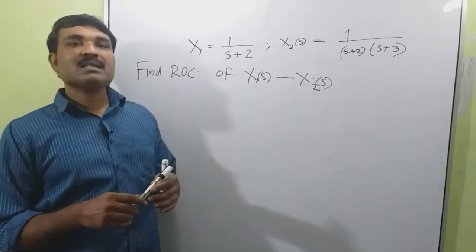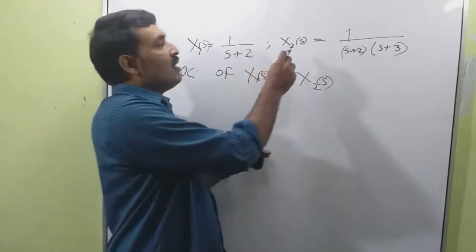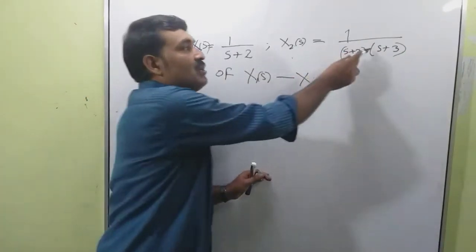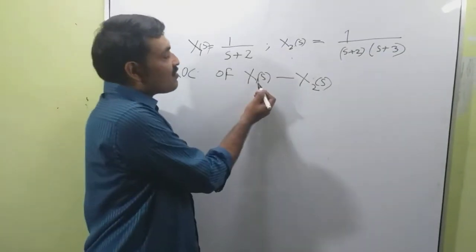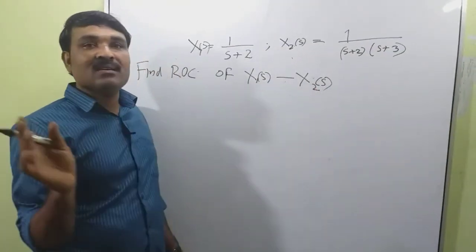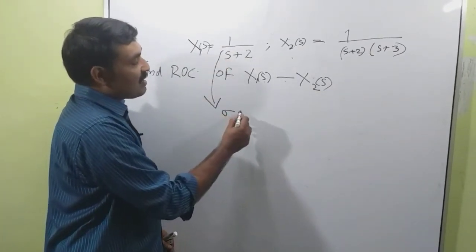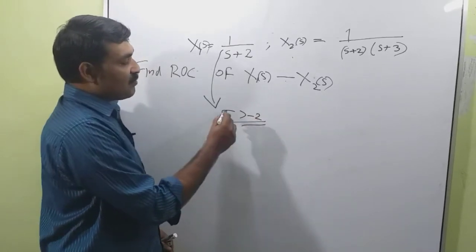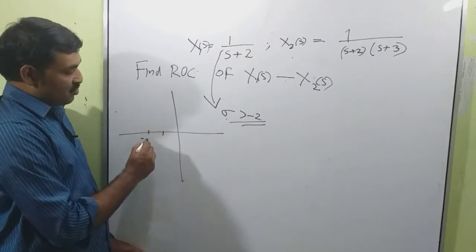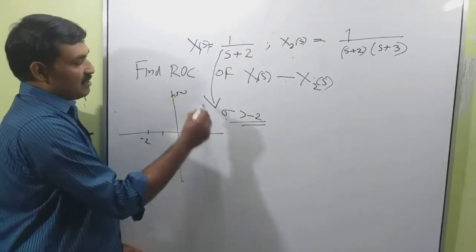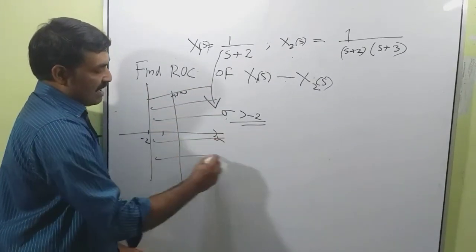Now our question is, we are given X1(s) equal to 1 by s plus 2, and X2(s) is given as 1 by (s plus 2) into (s plus 3). Now we want to find the region of convergence of the signal X1(s) minus X2(s). What is the ROC of X1(s)? The ROC is sigma greater than minus 2, that is the real part of s greater than minus 2, which we can draw as this: this is minus 2, in the s plane j omega sigma. So this is the region of convergence of X1(s).